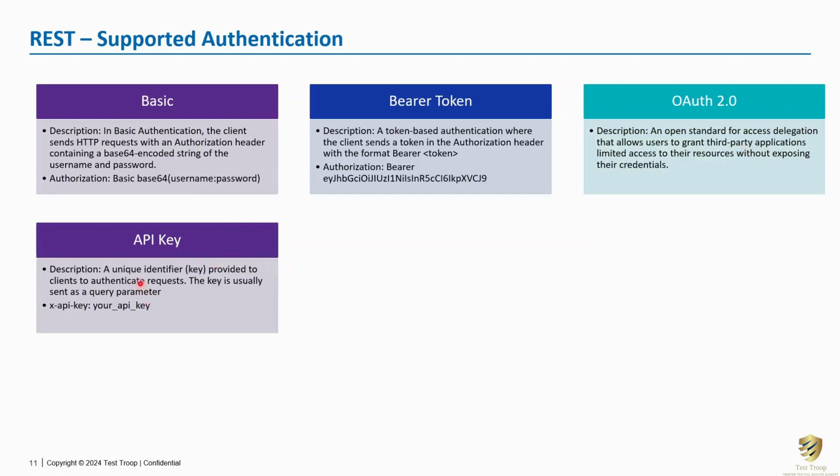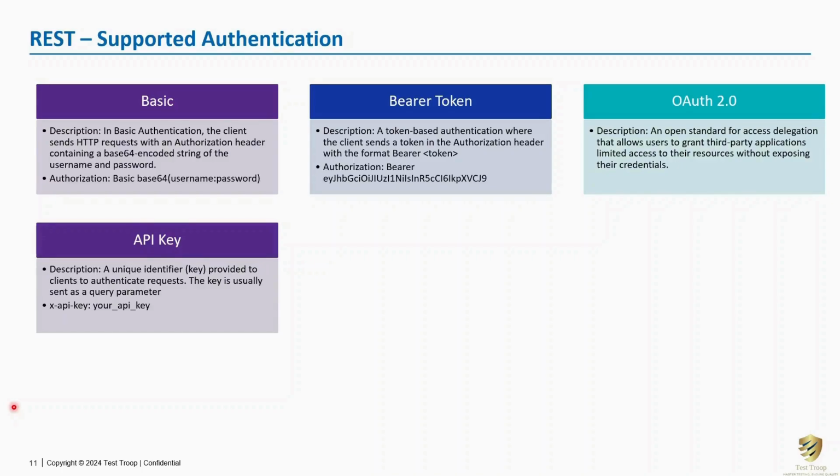An API key is a unique identifier key that is provided to the client to authenticate a request. The key is usually sent as a query parameter. It is not passed as part of your header, rather it will be passed as part of your URL itself as a query parameter. At the end, you will have to use a question mark, then api key equal to the value that is provided to you as an API key. These are some of the authentication methods that are supported in REST.